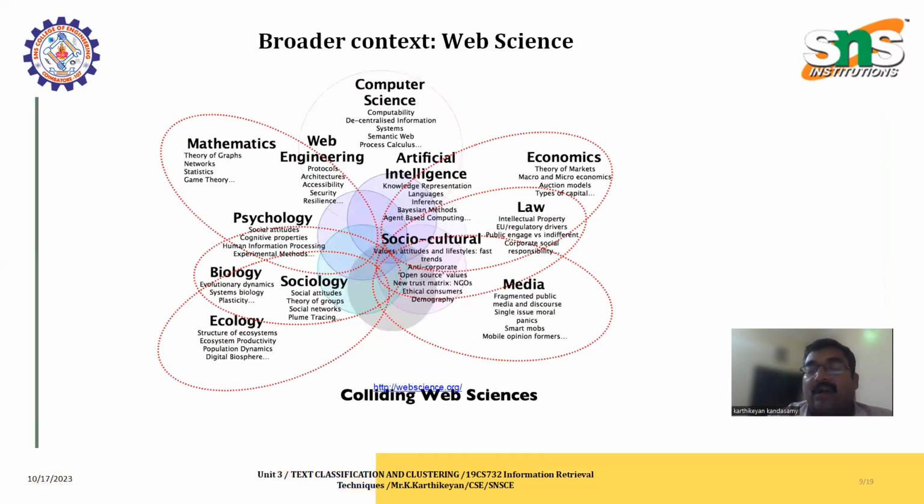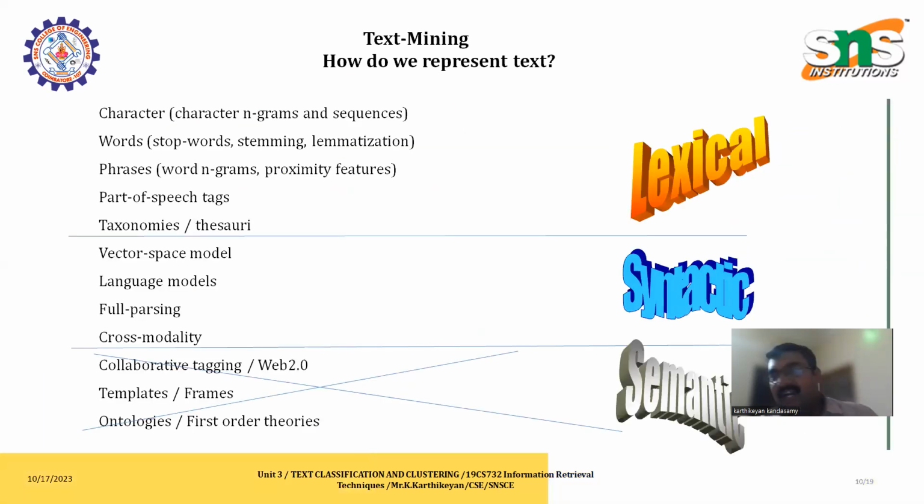This is the broader context of web services, based on computer science, economics, law, media, social culture, artificial intelligence, web engineering, mathematics, psychology, biology, sociology, and ecology. We have three types of processes done in text mining. How do we represent? We have three types: lexical, syntactic, and semantic.